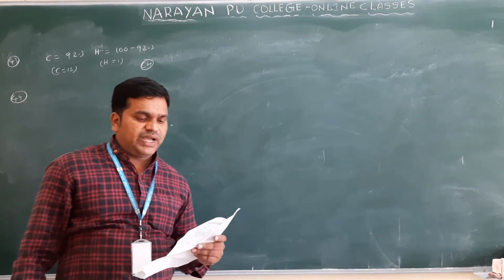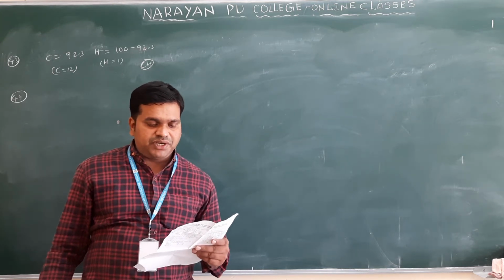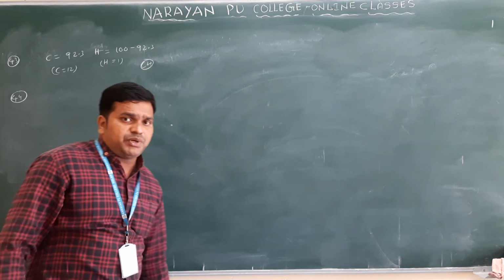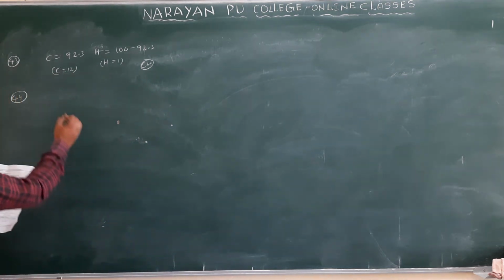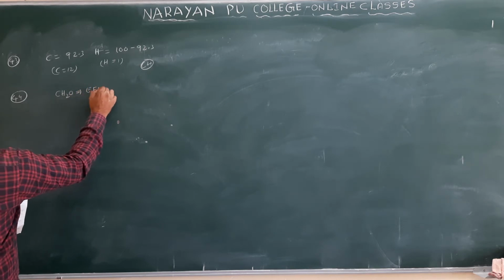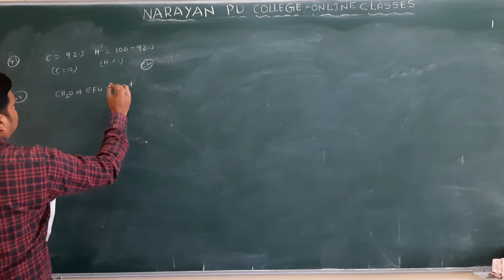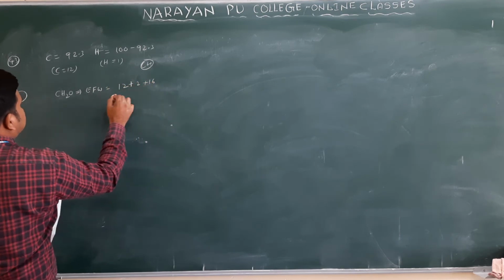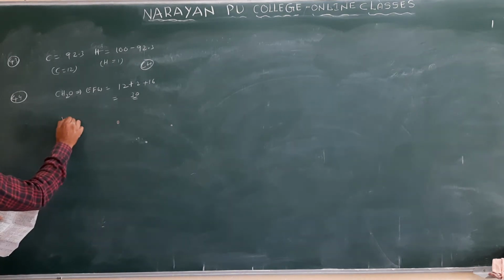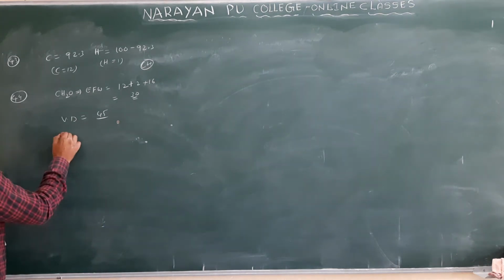Next question we have 44. An organic compound has an empirical formula CH2O and its vapor density is 45. What is the molecular formula of the compound? Simple question, also related to empirical formula and molecular formula calculations only. The empirical formula is given as CH2O. The empirical formula weight is equal to carbon 12 plus hydrogen 2 into 1, that is 2, plus 16 only. You will get 30. And one more is given, vapor density, 45 only.